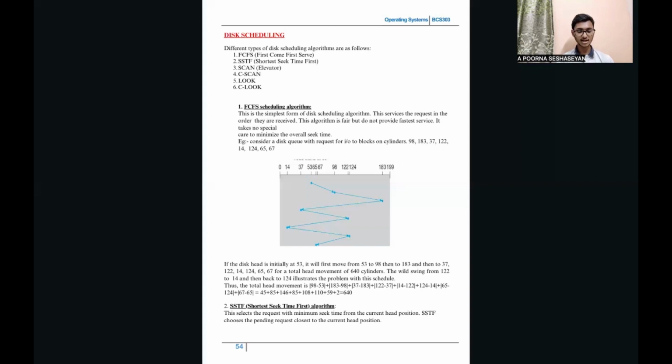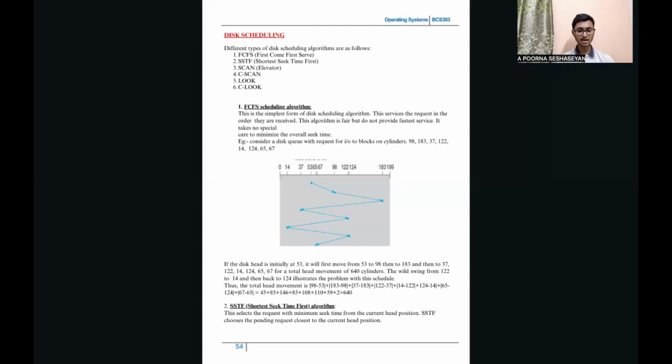Here you can see the graph of it. If the disk head is initially at 53, it will first move from 53 to 98, then to 183, then to 37, then to 122, 14, 124, 65 and 67. So the total head movement is 98 minus 53, that is the first scheduled block minus the initial head, plus 183 minus 98, plus 37 minus 183, and so on. The final total head movement will be 640.